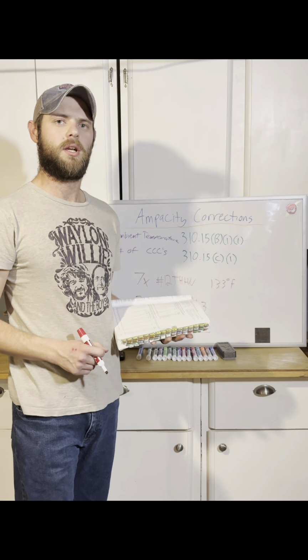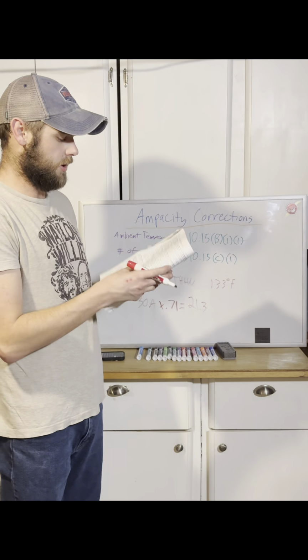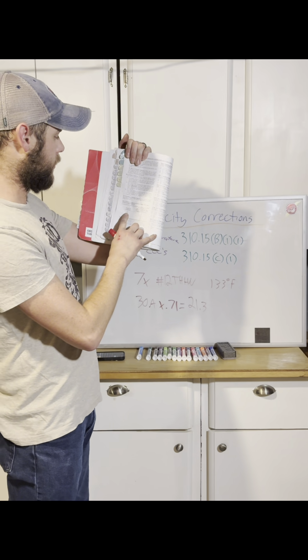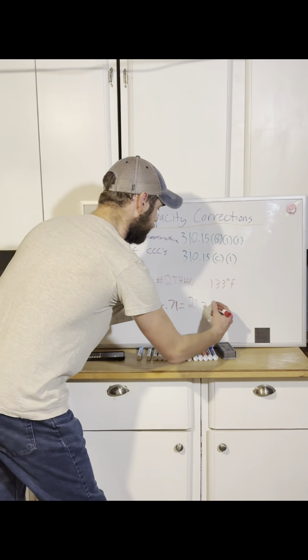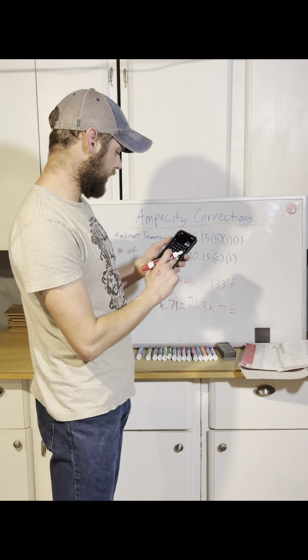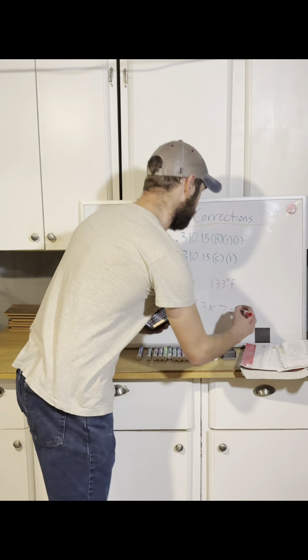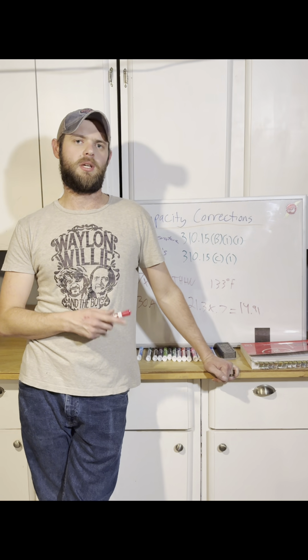Now we need to derate for the number of current carrying conductors in a conduit. In this case, it's 7 conductors. So you're going to go to Table 310.15(C)(1). 7 to 9 current carrying conductors is a 70% derate. So we're going to take our 21.3 times 0.7. We'll get the math doer 5,000 back out. Times 0.7 equals 14.91.